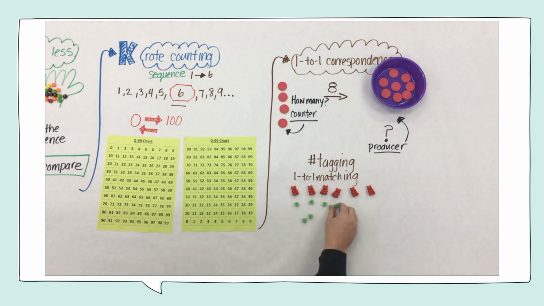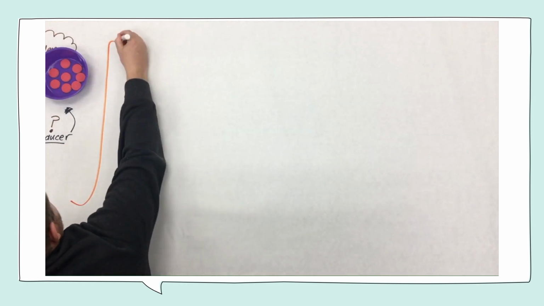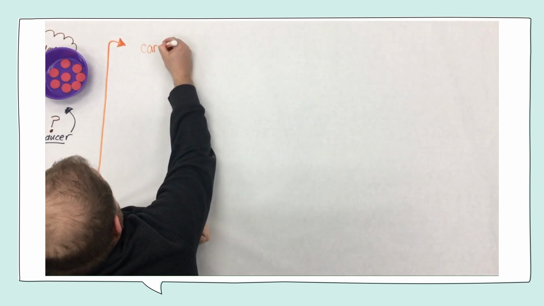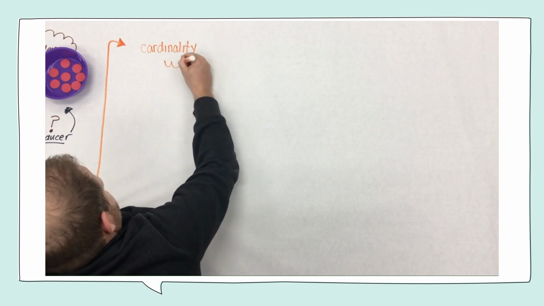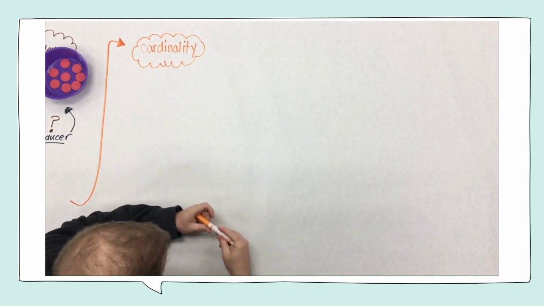So here we have 6 bears, and we want to match each bear to a green present. This idea that's happening in one-to-one correspondence, it's really, really big, and we need to make sure that we devote enough time for our students to develop this understanding. So as students are working on rote counting and one-to-one correspondence, cardinality gradually makes its way into the conversation.